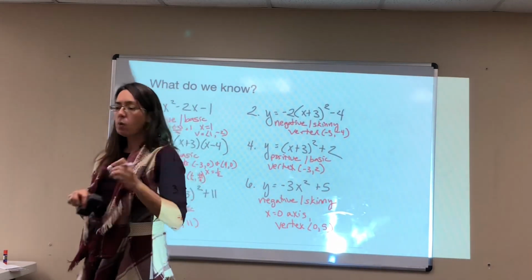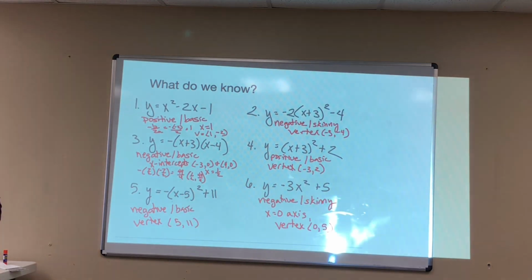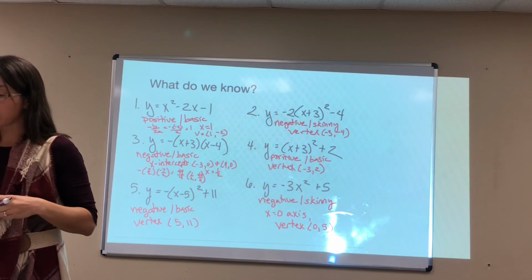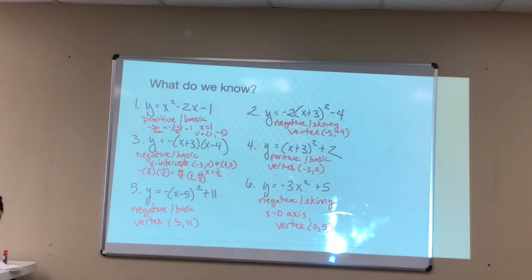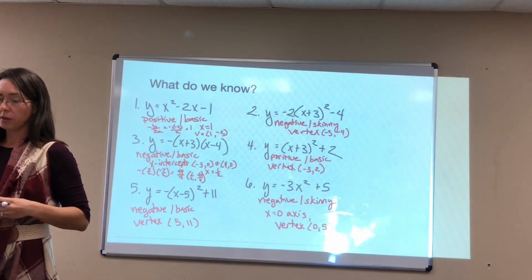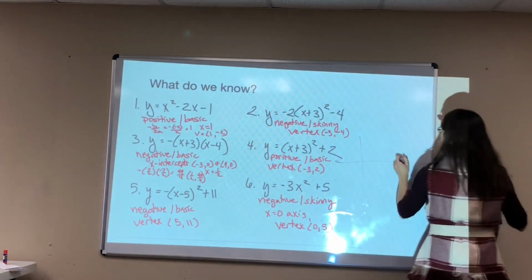Okay? What point do we already know just by looking at that? 11. We know it got moved up positive 11. Okay, so that's our Y value. And it got moved over 5. It got moved over positive 5. And so what is that point that you just found? The vertex. That's the vertex. Okay? So we're looking at 5, 11.